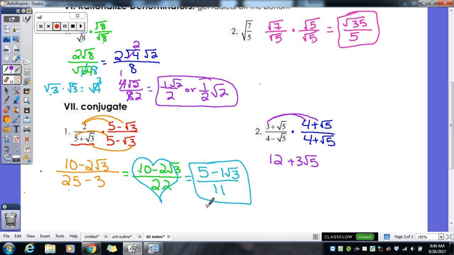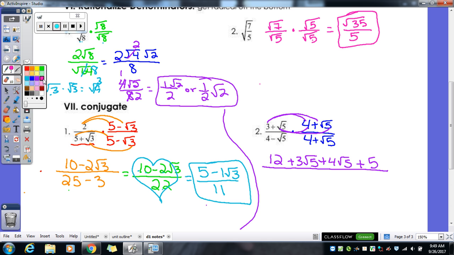Then I got to multiply with my radical 5. So radical 5 times 4 is a plus 4 radical 5. Radical 5 times the radical 5 is just a 5. But for the bottom, and again, the whole reason we're multiplying times the conjugate is it's just going to be the 4 times the 4 and the negative radical 5 times radical 5. So that makes that negative 5.